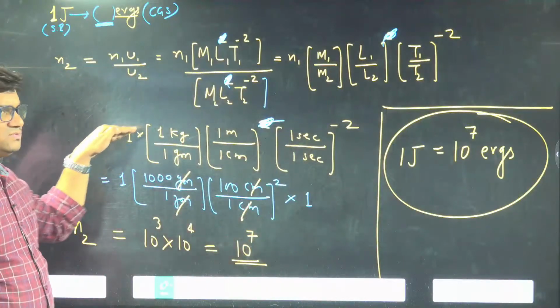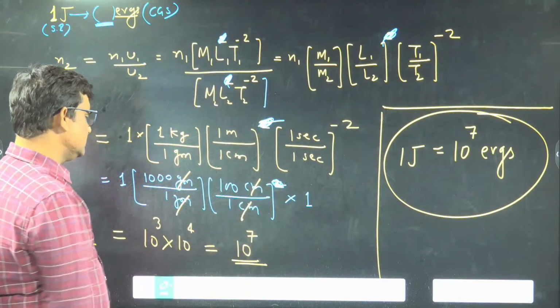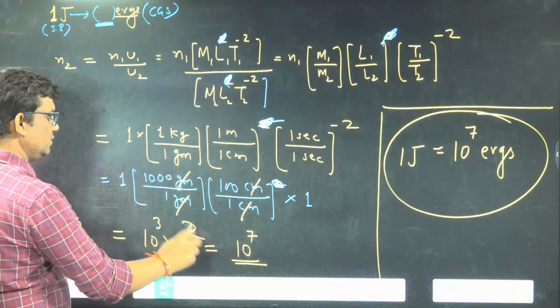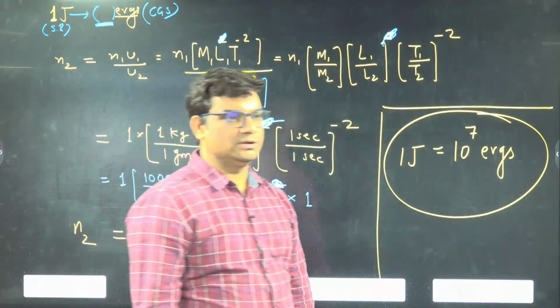Earlier this was the SI system, and the lower side is the CGS system, so power 2 will not be there. What will be the answer here? If you say 10 power 3 and 10 power 2, the answer will be 10 power 5. 1 Newton equal to 10 power 5.